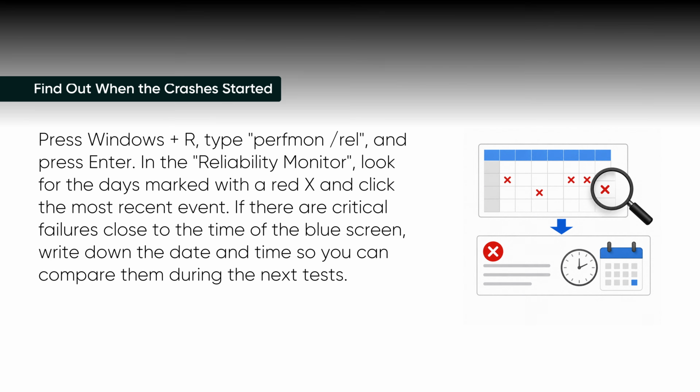Find out when the crash started. Press Windows plus R, type perfmon /rel, and press Enter. In the Reliability Monitor, look for the days marked with a red X and click the most recent event. If there are critical failures close to the time of the blue screen, write down the date and time so you can compare them during the next tests. The most important record in the investigation.